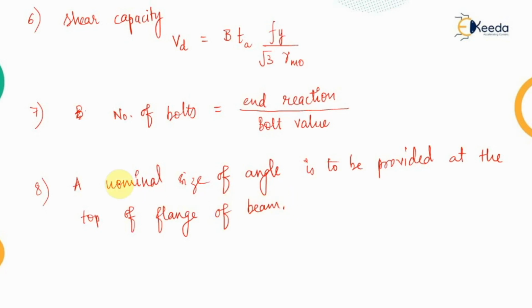And when we are providing this nominal size angle at the top of the flange of the beam, the connection between the nominal cleat angle with the beam and the column is to be maintained in the same manner as has been provided in the case of the seat angle, so that the number of bolts and the diameter of the bolts provided at the top of the connection as well as at the bottom of the connection can be maintained simultaneously, and the symmetry of the section is maintained. So there will not be any eccentricity for the load transfer.